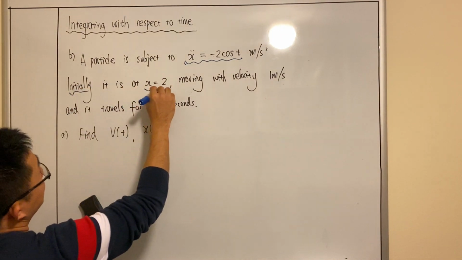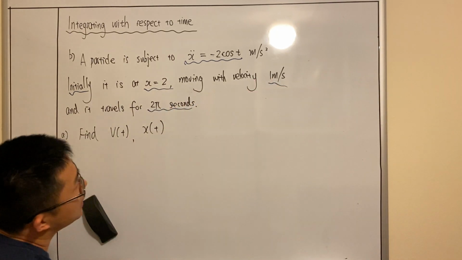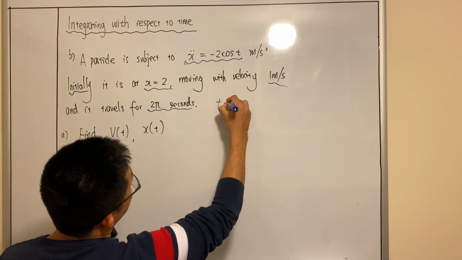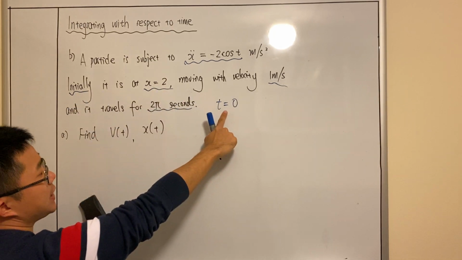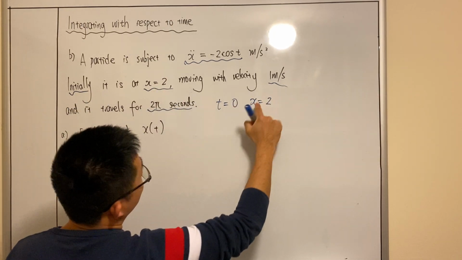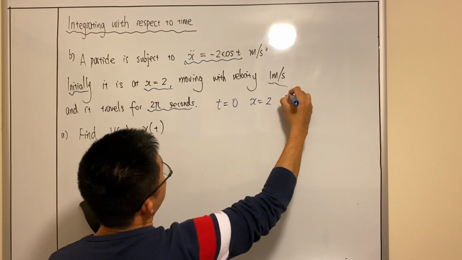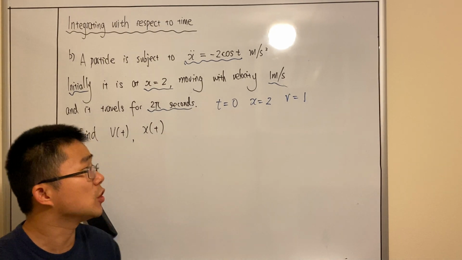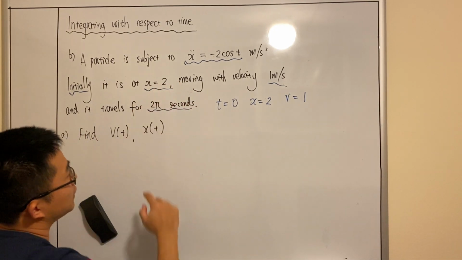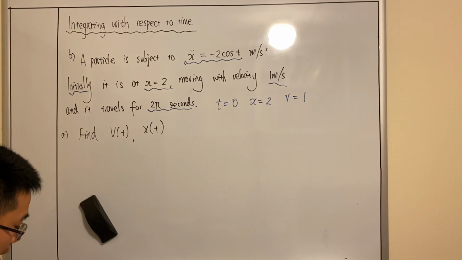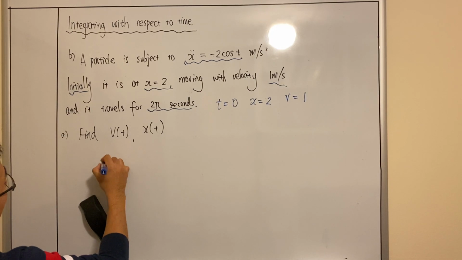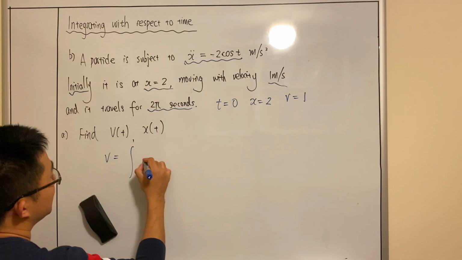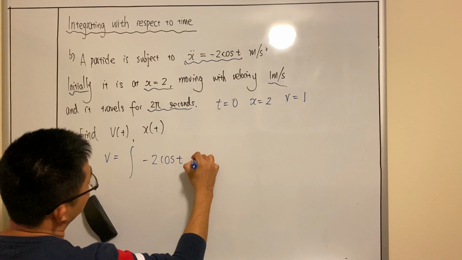Now we need to look at the initial conditions. We have so many initial conditions here, and I'm just going to write them down. I'm going to use them to find the constant c after integrating. When t equals 0, x equals 2, that's the displacement, and the velocity equals 1. Then it travels for 2 pi seconds, that's the total time it travels, so that might be used for the later question. Let's start with the v(t) equation. v is equal to the integral of x double dot, which is the acceleration function, negative 2 cos t dt.